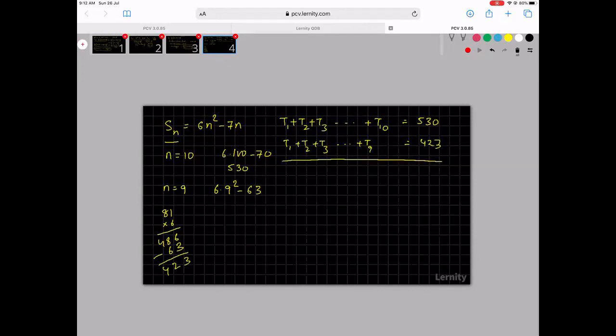Now if I subtract them, how much will I get? I'll get T10. And what is T10 equal to? 530 minus 423, and that is equal to 107. So this is one way it can be done. Please work on this and then I'll tell you there is another method. Yeah, please make notes.